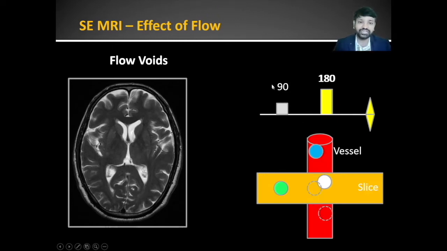Some protons got affected by only the 90 and some protons got affected by only the 180. So they will not give any signal. That is why moving protons will not give any signal on the spin echo sequences. That's why they are called flow voids or signal voids.